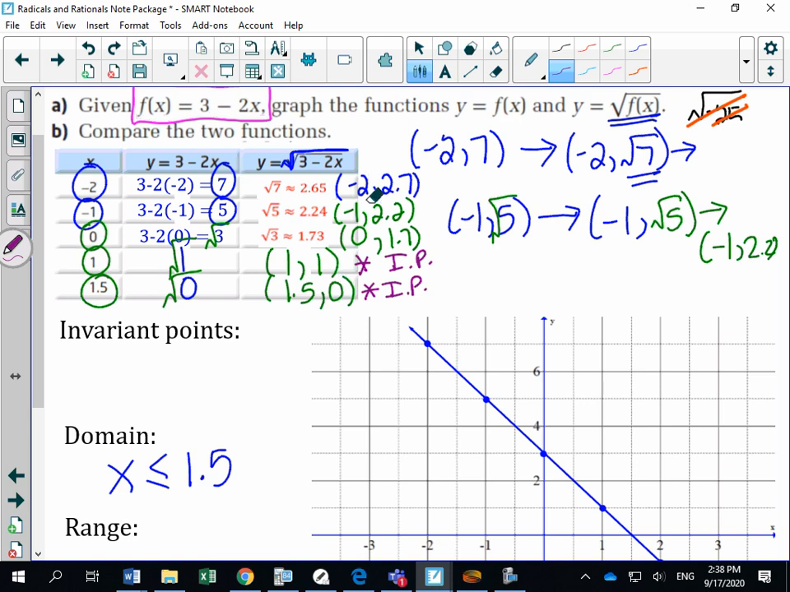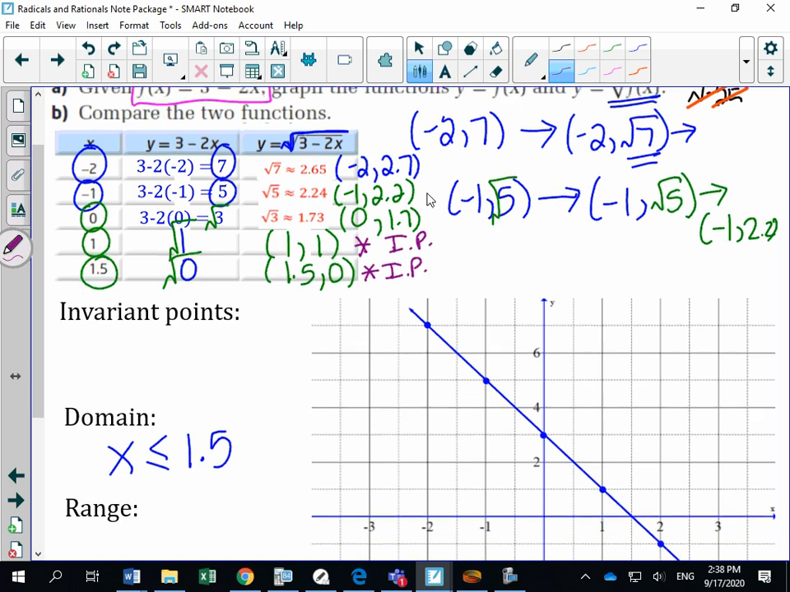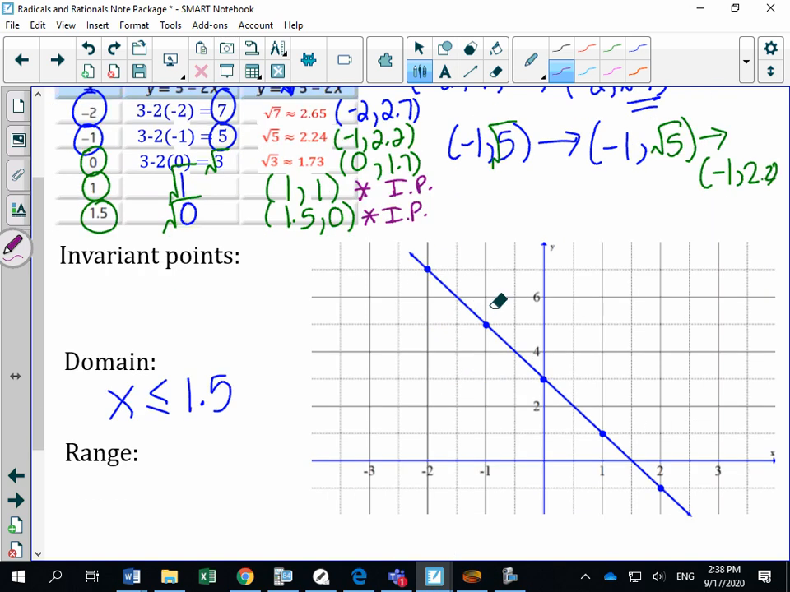Okay, so let's graph these points. -2 and 2.7 will be approximately here. -1 and 2.2 would be about here. 0 and 1.7 would be about there. That's my y-intercept. 1 and 1 would be there. That's invariant. It's the same point on my original graph and my transform graph. And 1.5 and 0, again, invariant point.